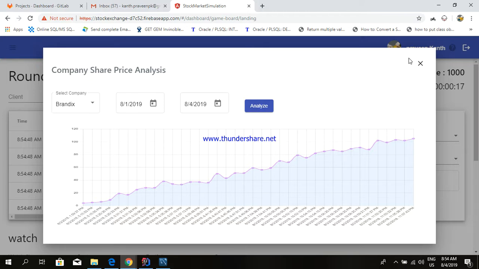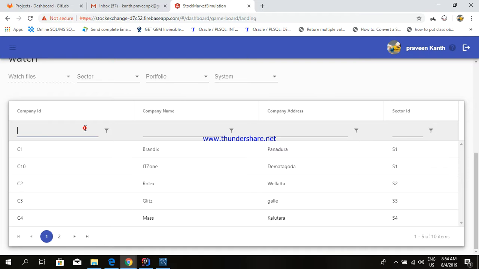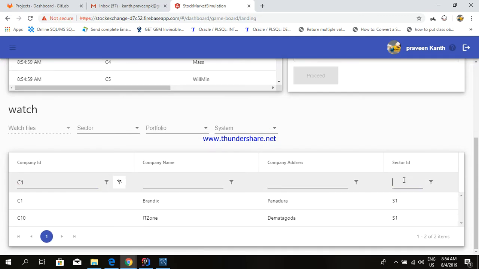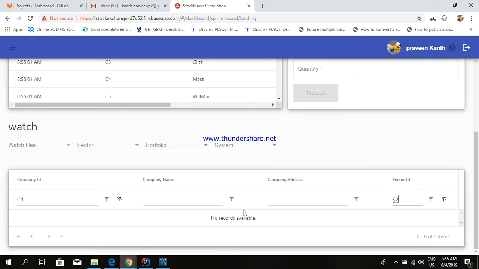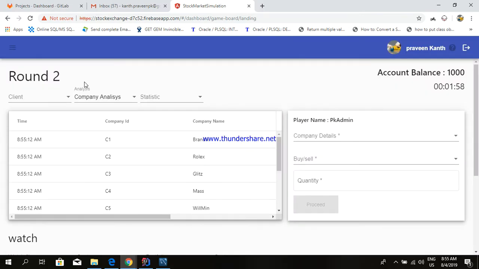And next I would talk about the watch list concepts. I think yesterday I also talked about those things. So sectors are there, and when I give sector two, it will filter. There is no record for sector two. Those kinds of filtrations have been given in this watch list. I will go deeper into this.